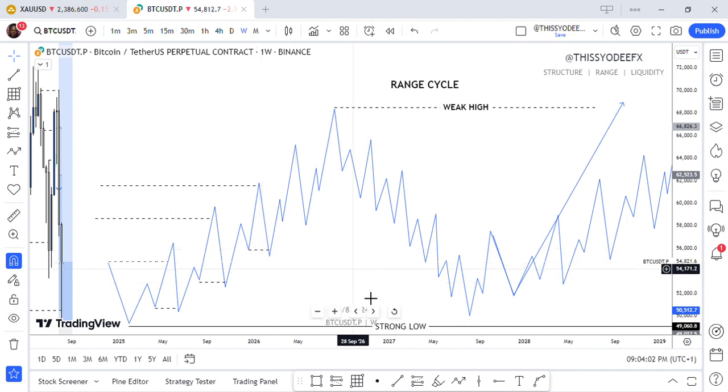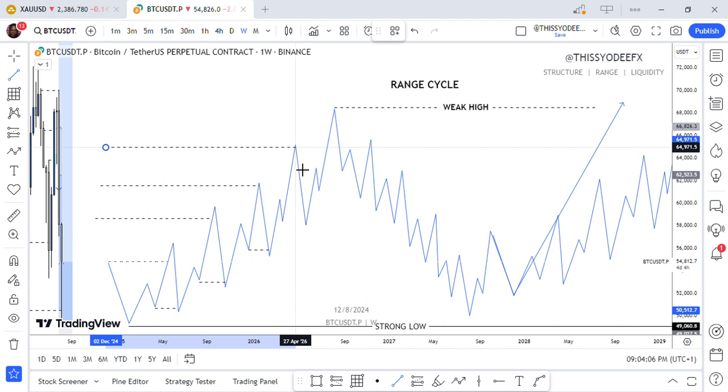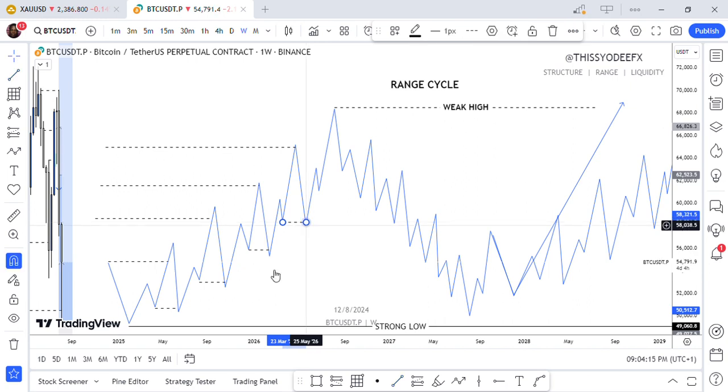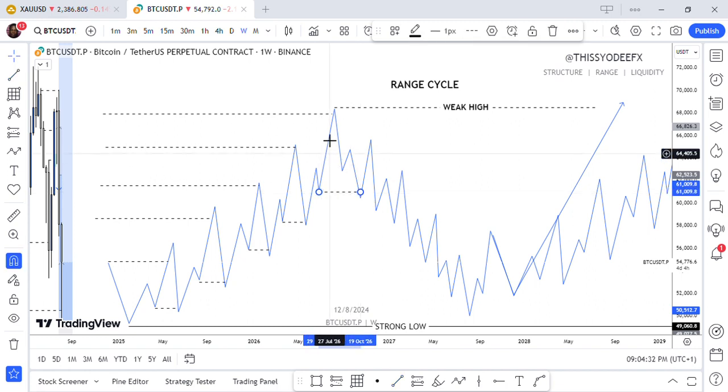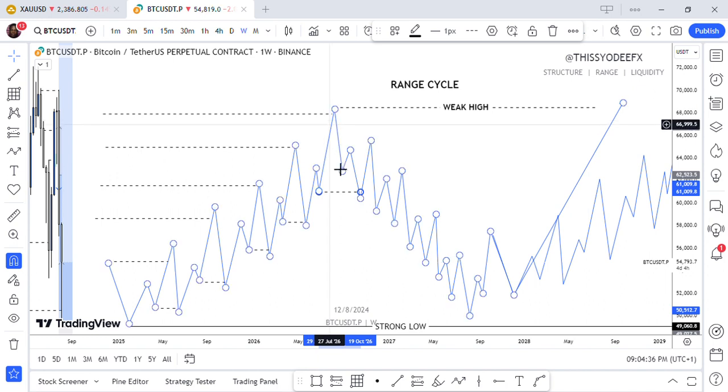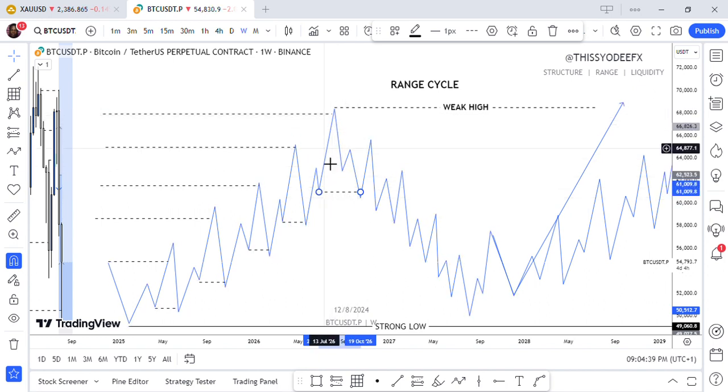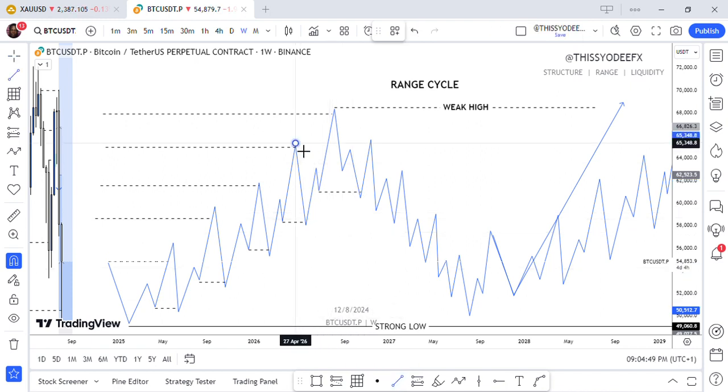Okay, so market takes out internal range liquidity and comes back to sweep liquidity. This kind of liquidity is called structural liquidity. Now at this point where market is going to reverse, market is going to give us a form of a QM, a Quasimodo, and you can see that here.